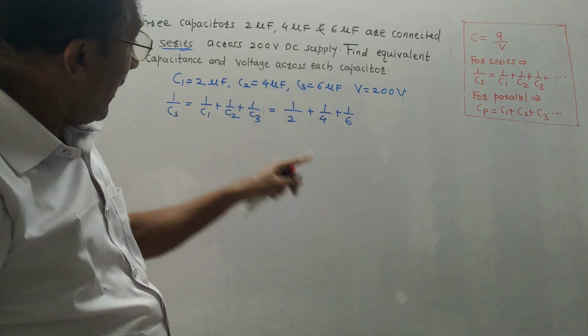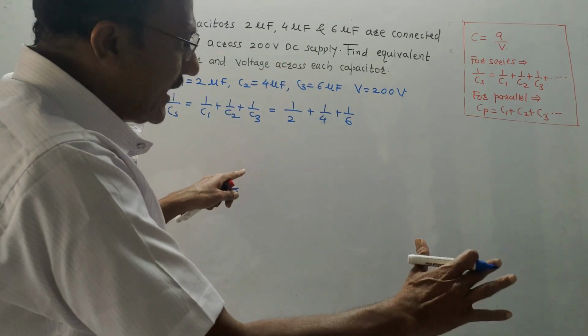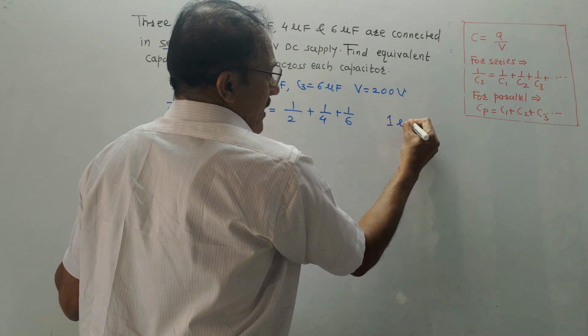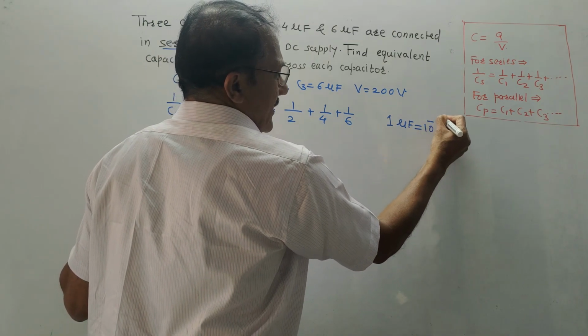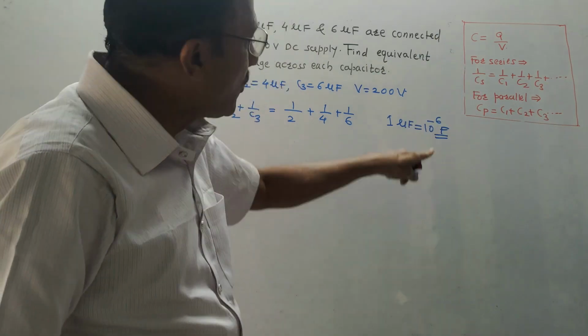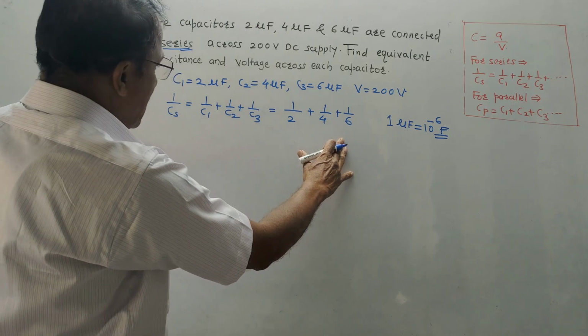Do remember, all the units are the same, microfarad, so I am not making any conversion. Still, if you want to convert it, do remember this: 1 microfarad is equal to 10 raised to minus 6 farad. Farad is the basic unit to measure capacitance. It is an SI unit. So I haven't made any conversion.